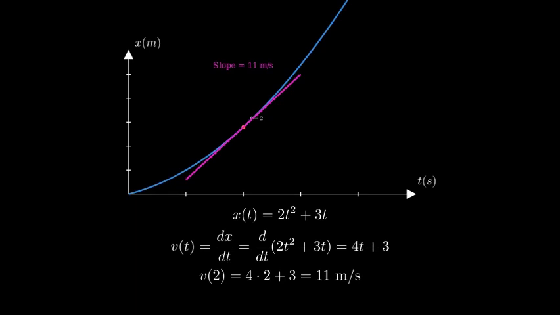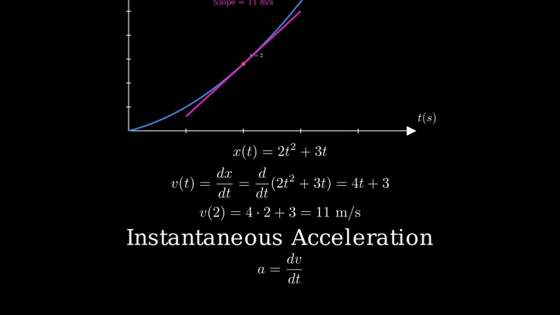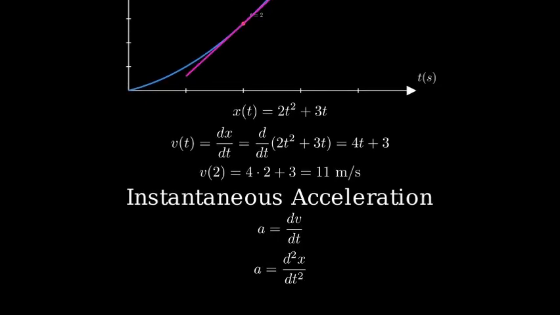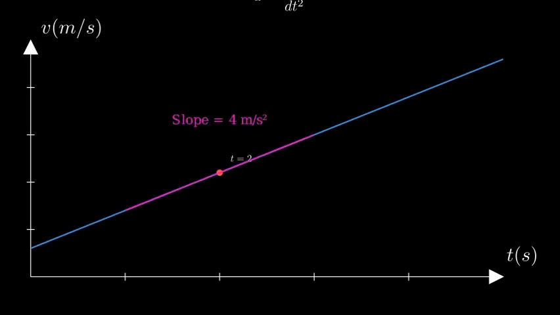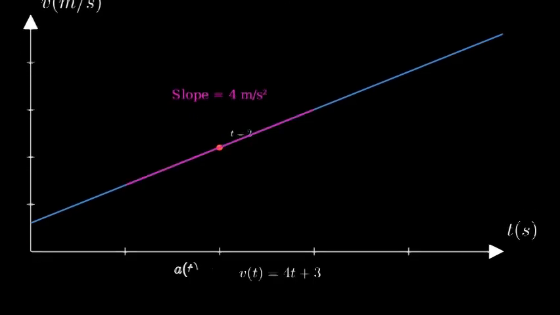Instantaneous acceleration is the rate of change of velocity at any moment, the derivative of velocity, which is dv dt, or the second derivative of position, which is d squared x over dt squared. On a velocity versus time graph, instantaneous acceleration is the slope of the tangent line at any given point in time. Continuing our example above, the velocity v of t equals 4t plus 3. Acceleration equals dv dt, or 4 meters per second squared.